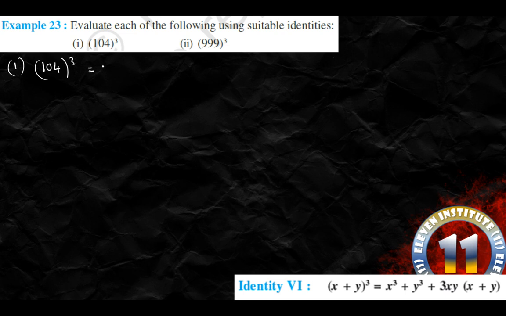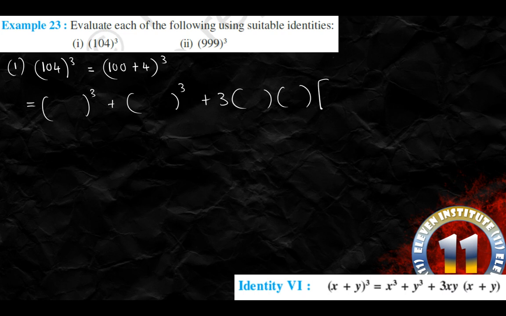So instead of 104, I can write 100 plus 4 the whole cube. So now you can see that this resembles x plus y the whole cube. So we can create brackets over here, x cube plus y cube plus 3 into x into y whole multiplied by x plus y.